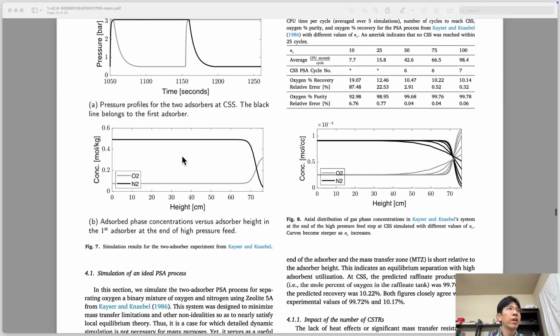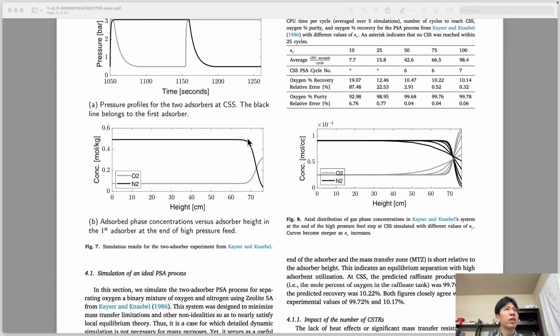This is the gas phase and solid phase concentration profile at the end of the high pressure feed for the first column. You can kind of see all these flat lines mean they're in equilibrium with the feed. So with the feed being air, 21% oxygen and assuming 79% nitrogen, although that's not quite precise. When we saturate our adsorbent, zeolite 5A, with air, we have this following solid phase concentration. But then you see that there's a tiny bit of mass transfer zone right here.